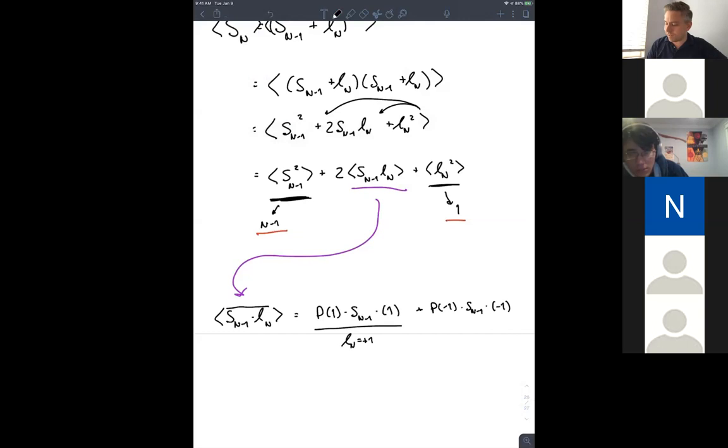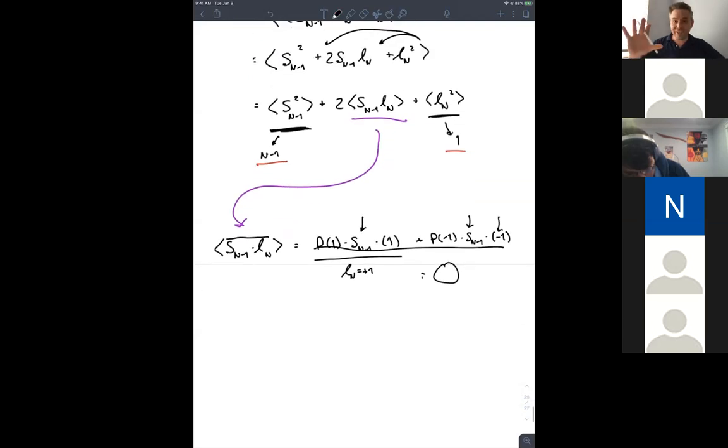Now, regardless of what S sub n minus 1 is, you can see that these two terms are going to be exactly identical. The only difference is this one has this extra minus sign on it. So in other words, my favorite number, 0. Okay. All right. So everybody cool with that?